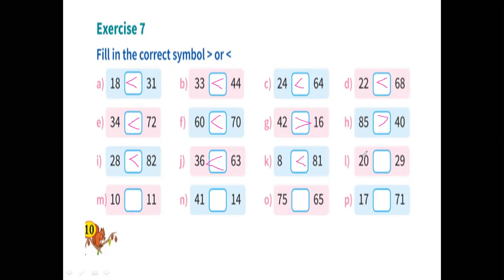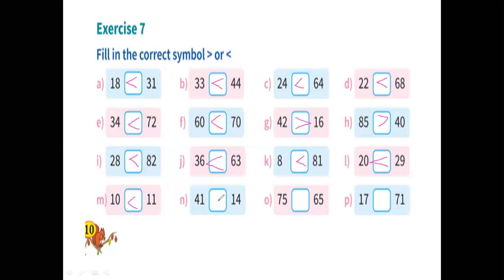20 or 29. See here, tens place 2, here also 2. If both tens values have the same number, then what do we have to see? Ones place. Here 0 is there, here 9 is there. Which number is greater, 0 or 9? 9 is greater. So 20 is lesser than 29. Okay. Here also see 1, 1. In the tens place here also 1, here also 1. In the ones place 0 and here 1. So in the ones place 1 is greater. So 10 is lesser than 11.